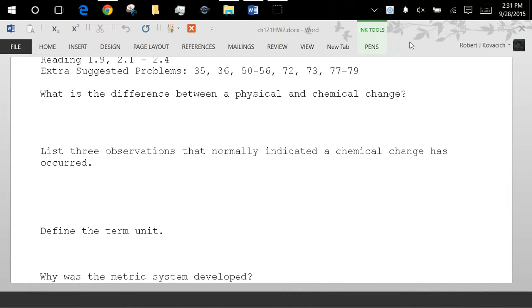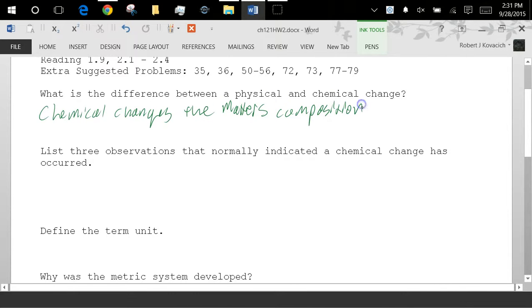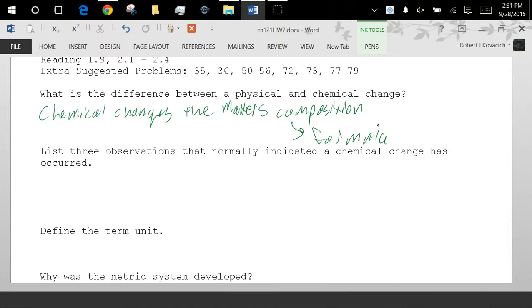What's the difference between physical and chemical changes? What's the ultimate difference? The chemical changes change composition of matter. Yeah, I like that. What's another way to say that? Its composition changes, its what? Chemical makeup, or its formula. So if its chemical formula is changed, if its composition is changed, then it's a chemical change.